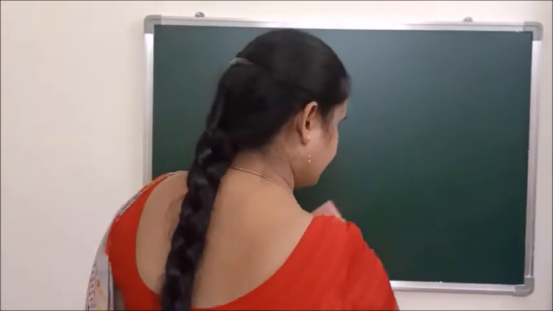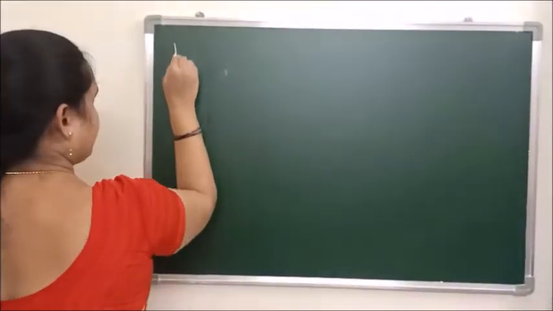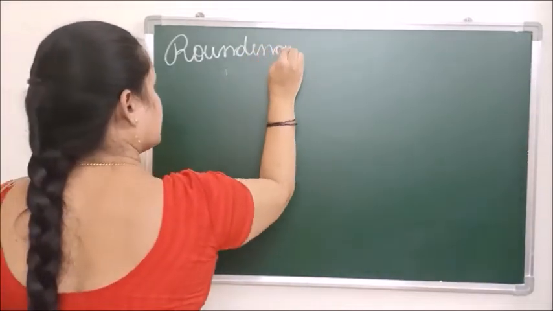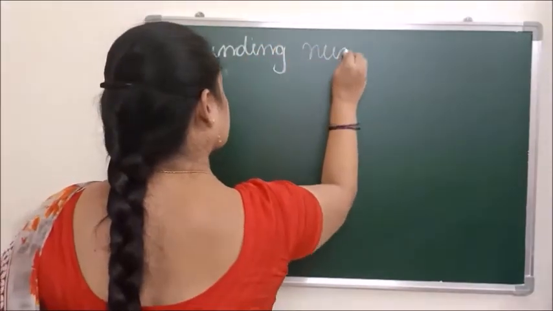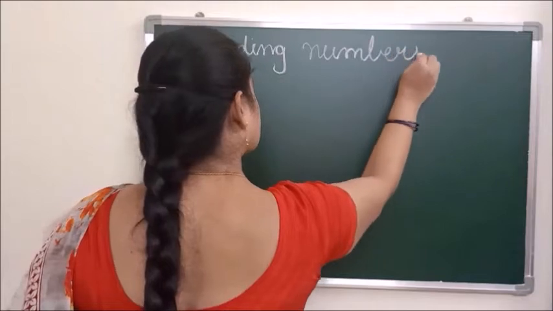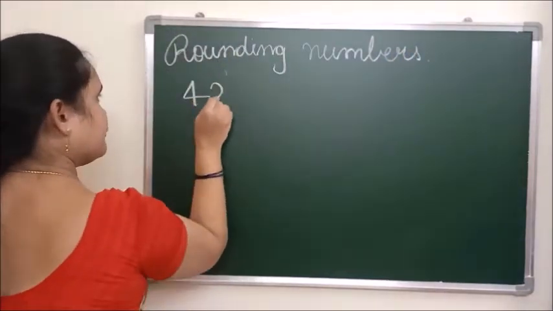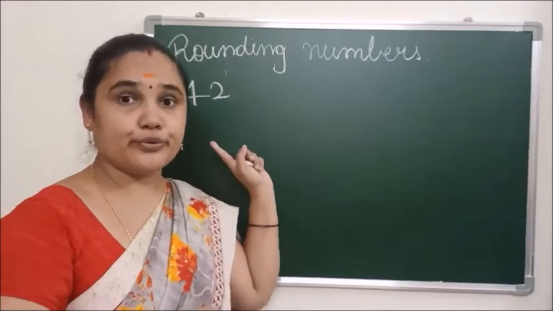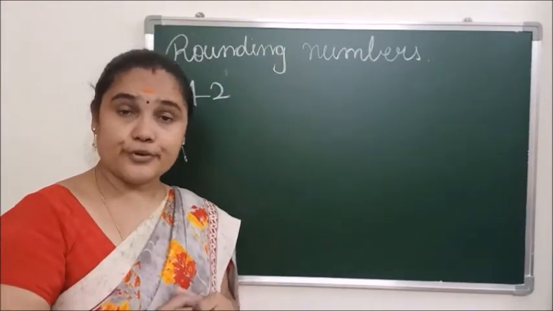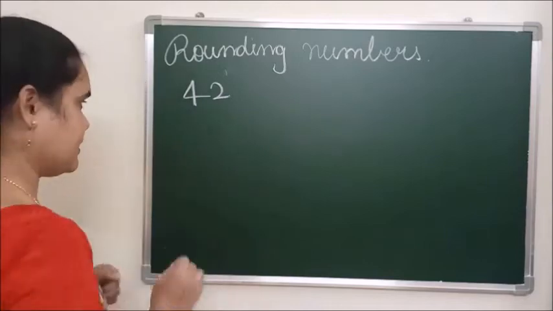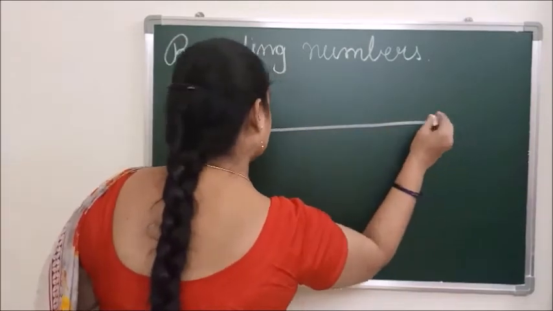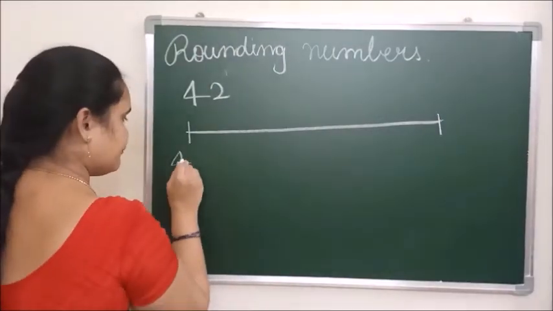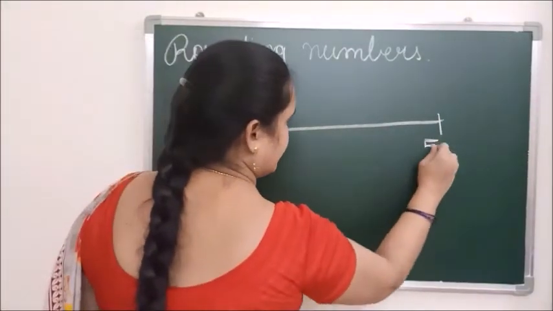Rounding numbers. See, for example, 42. You have to round off this 42 to the nearest 10. How do we round off this number? Let us see, children. Okay. This 42 comes in between which two tens, children? It comes in between 40 and 50.